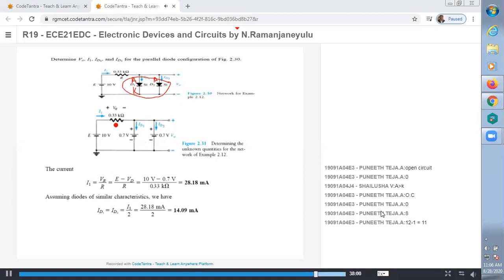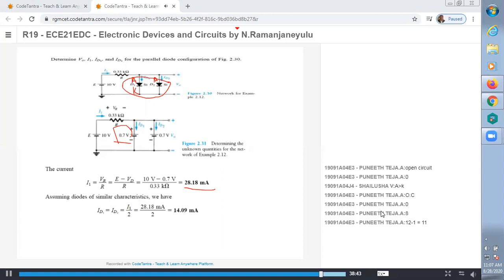What is the I1 current here? I1 is equal to VR by R. What is VR equal to? Now apply KVL to this loop. So I1 is E minus 0.7 by R, that is 10 minus 0.7 by 0.33 K, which is equal to 28.18 milliamperes. That is the current. Now the same current flows here: ID1 is equal to ID2 is equal to I.